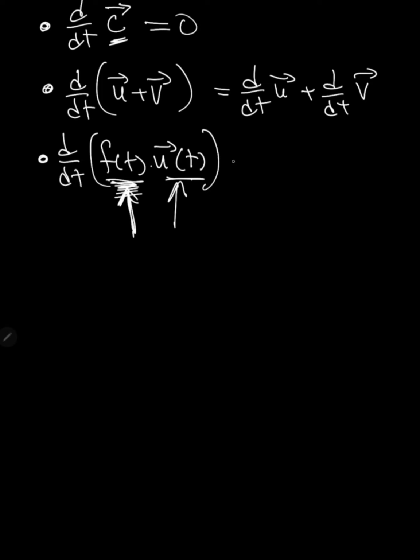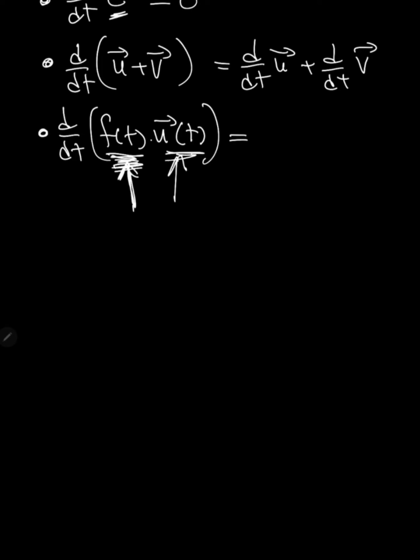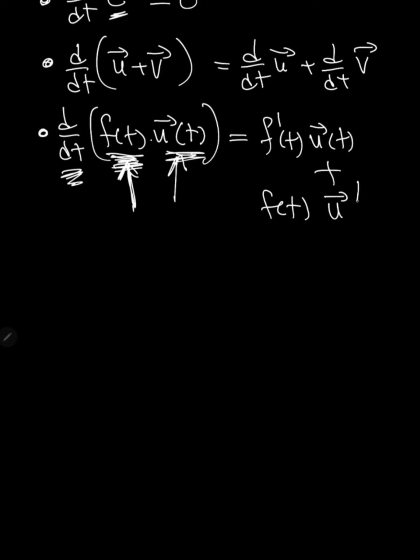In any case, what is it? Product rule. That's what you would expect. When you see the product of two things and you're taking the derivative, your expectation is that something like the product rule should be true. And in fact, it is. So this is just f prime of t, a regular f prime of t of a one variable function, times u of t, plus f of t times u prime of t.